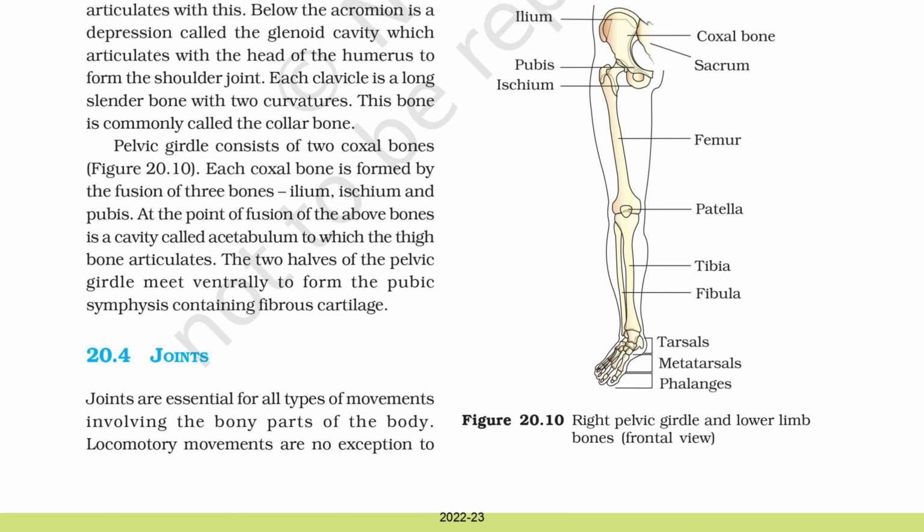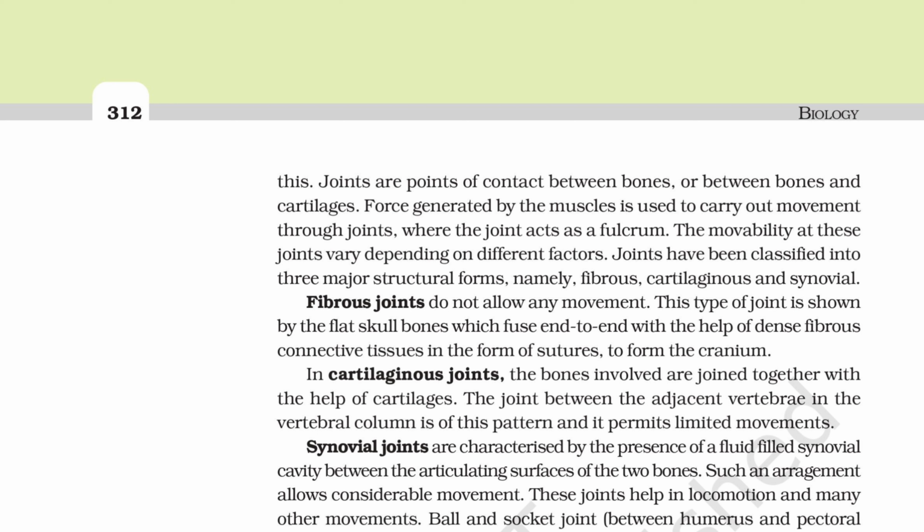Joints. Joints are essential for all types of movements involving the bony parts of the body. Locomotory movements are no exception to this. Joints are points of contact between bones, or between bones and cartilages. Force generated by the muscles is used to carry out movement through joints, where the joint acts as a fulcrum. The movability at these joints vary depending on different factors. Joints have been classified into three major structural forms, namely, fibrous, cartilaginous and synovial.